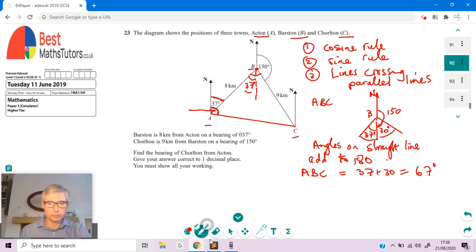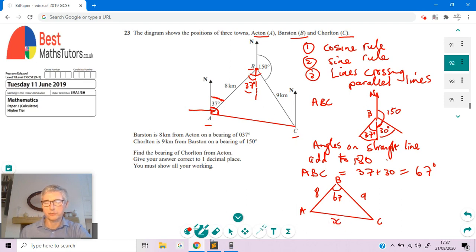And what I'm going to do is just draw the situation again that we've got. So here is our diagram, but just simplified without the north lines on it anymore. And so we know this angle here is 67. Put the letters in at the corners, so that's A, B, and C. We've also got these lengths here. So this is 8 and this is 9. And what I'm going to try and do is find this length AC. I'm going to call this X.